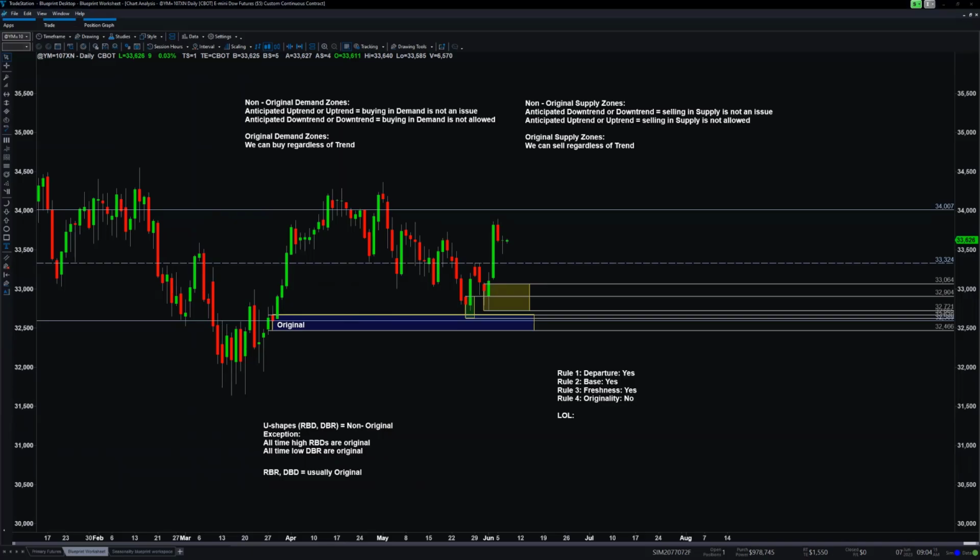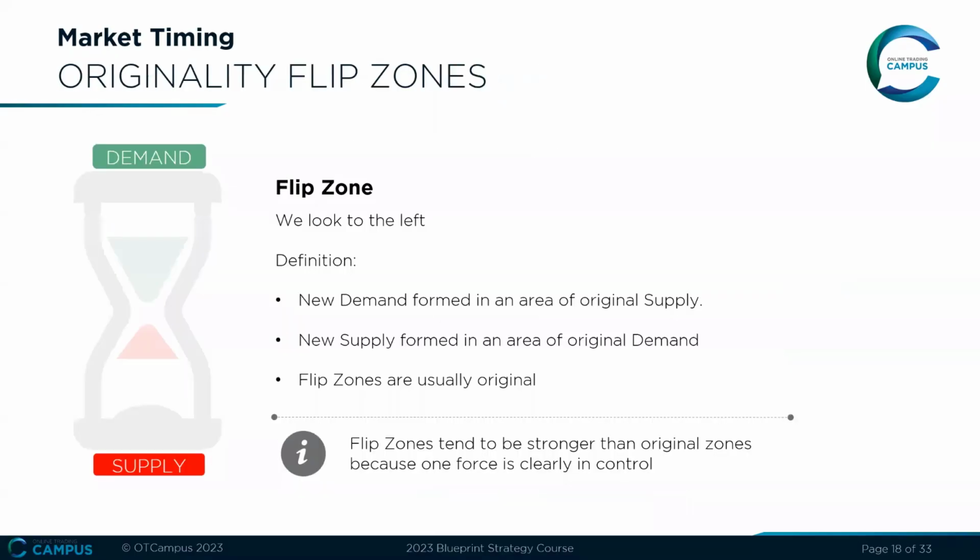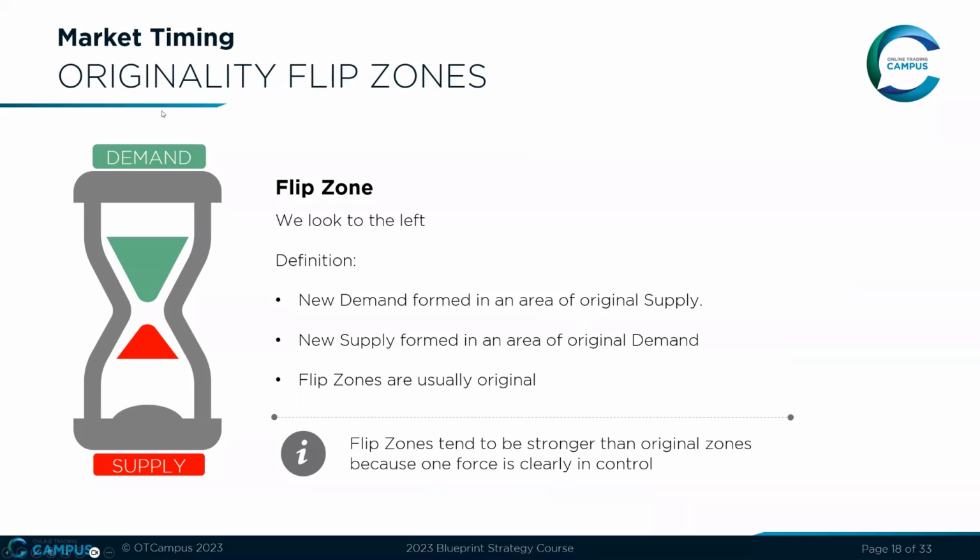Which brings me to the next slide, which is going to be original flip zones. A flip zone is a new demand zone that's formed in an area of original supply or just supply in general, and or a new supply zone that's formed in an area of original demand or just demand. So usually flip zones are original. Usually flip zones are rally-based rallies and they're drop-based drops.